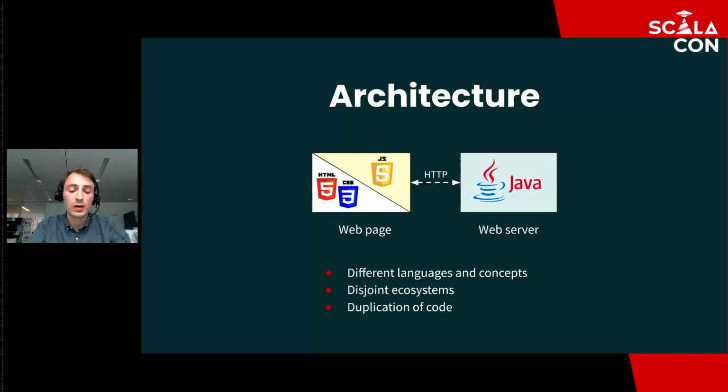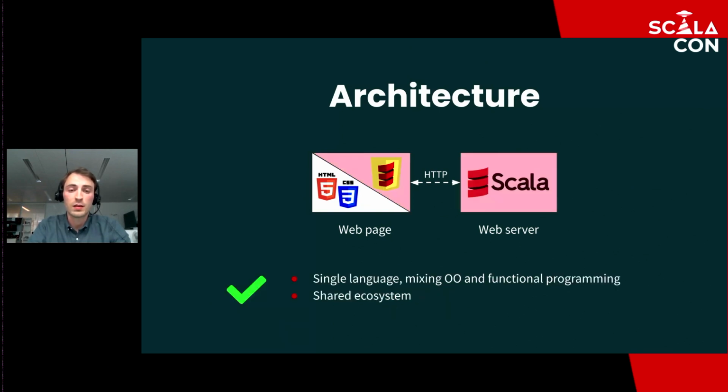What about using Scala 3? Indeed, Scala can compile to JavaScript with Scala.js, and it can also compile to Java bytecode and run on the JVM. So this solves two problems. You have a single language, which is mixing object-oriented programming and functional programming, and you have a shared ecosystem.